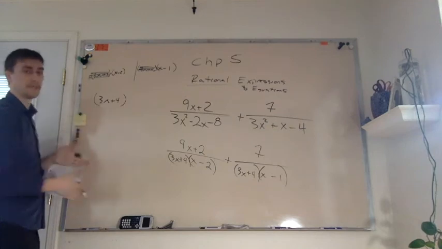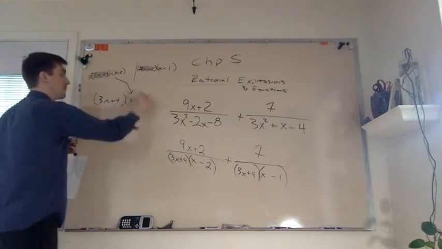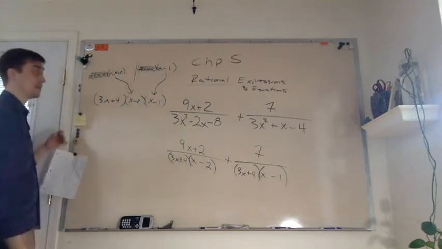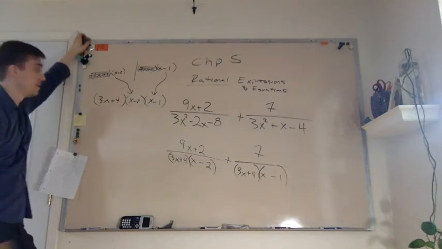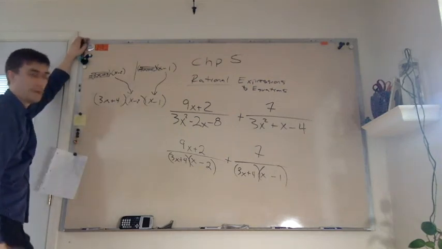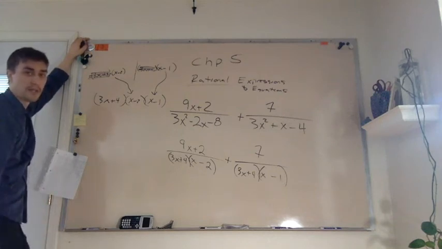Now, if nothing else is the same, take everything else. So you get this x minus 2, and you get this x minus 1. So here is the common denominator. 3x plus 4 times x minus 2 times x minus 1. I mean, you know, sometimes common denominators are long and ugly like that.